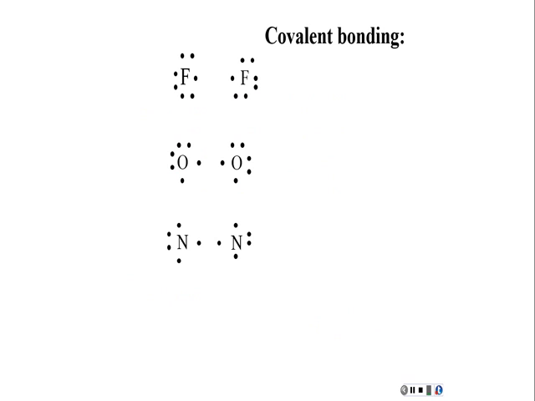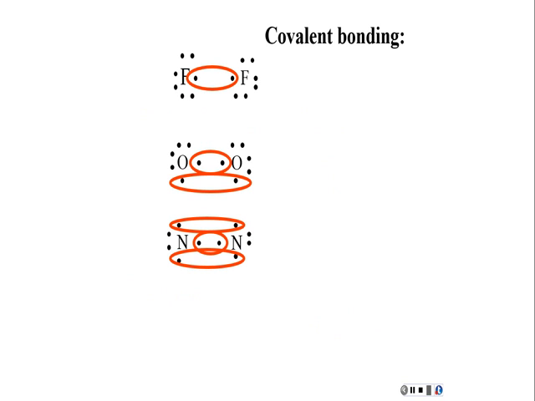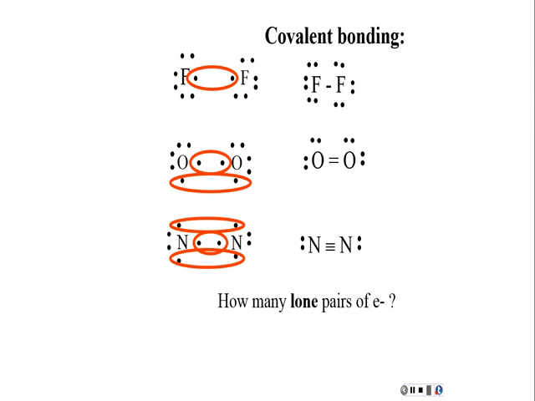So here we have some more diatomic elements. You can put a bond here between the two fluorine atoms like we had a moment ago. The oxygen atoms, because they have 2 unpaired electrons, can share both of those pairs. And the nitrogen with 3 unpaired electrons can share all 3 pairs. And so we wind up with a single, a double, and a triple bond in these 3 diatomic molecules. How many lone pairs? Well, we can count them right here. 6, 4, and 2.